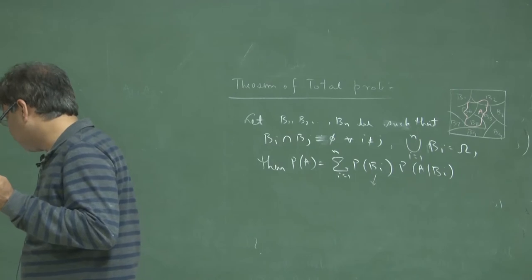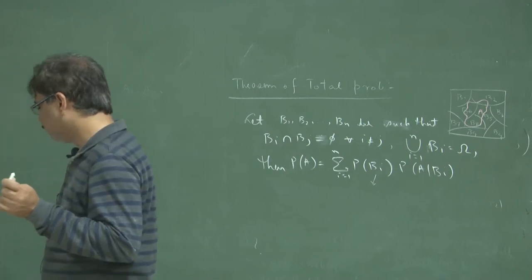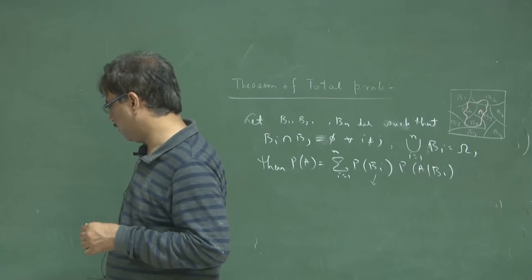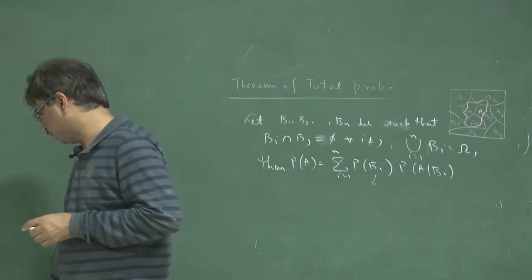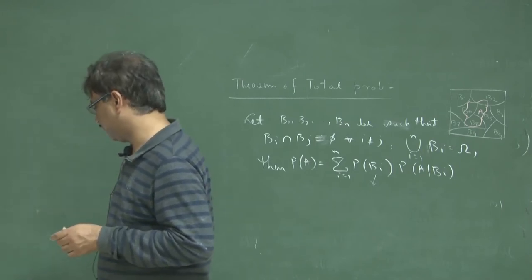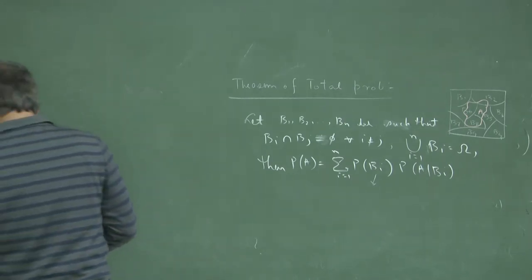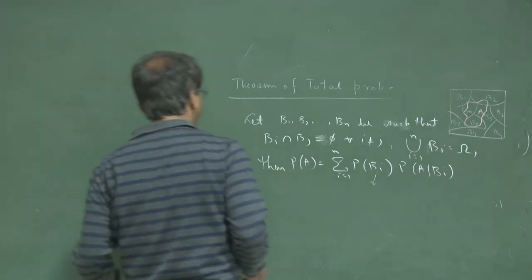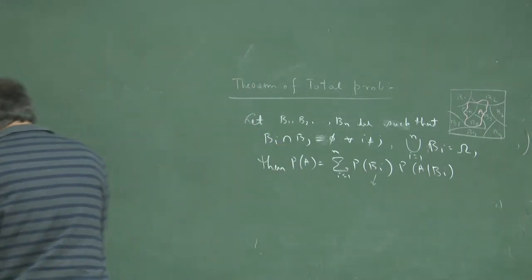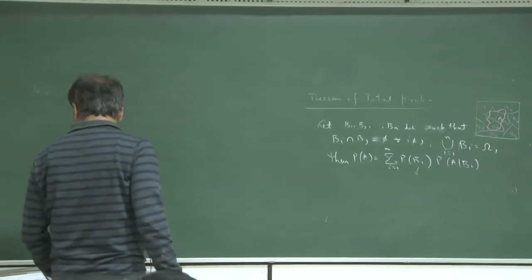The proof is also very easy, but I am skipping the proof. I just want to give one very nice example, at least that example will give you an idea. In England it happened in 1954, that example I want to give you, that will give you an idea how the theorem of total probability is essentially used.